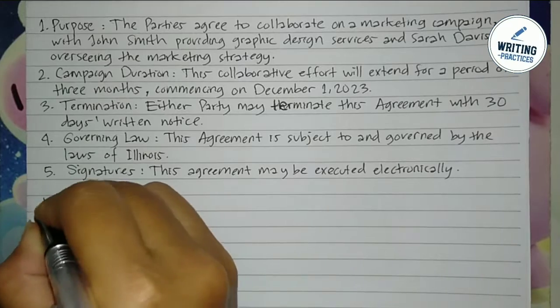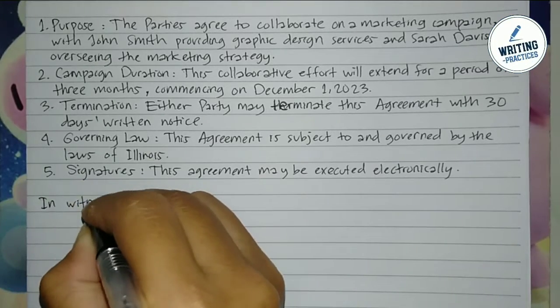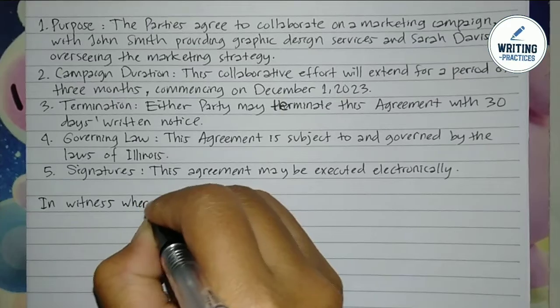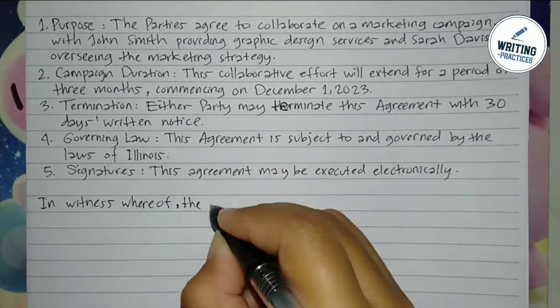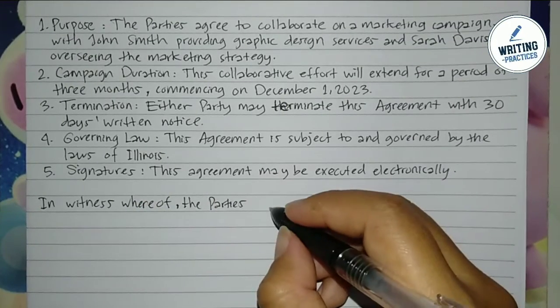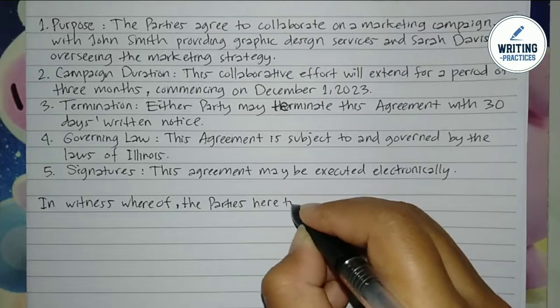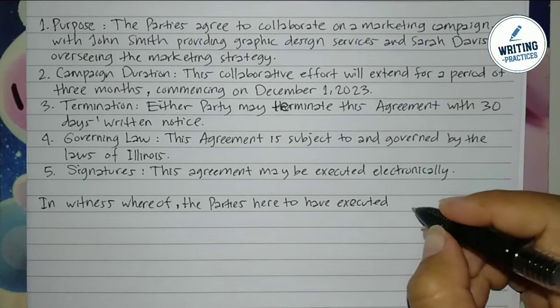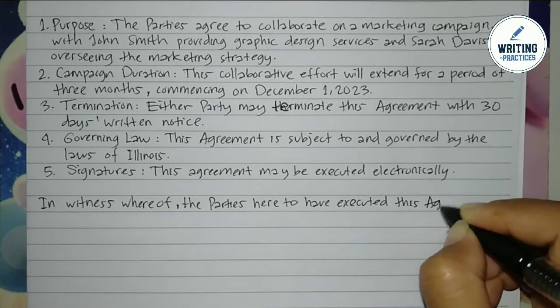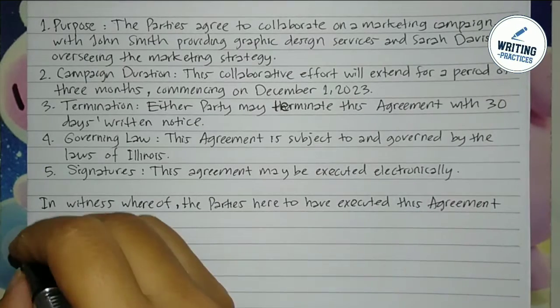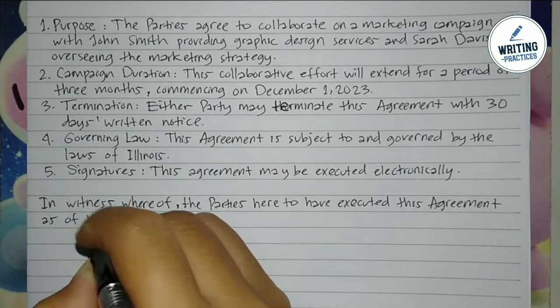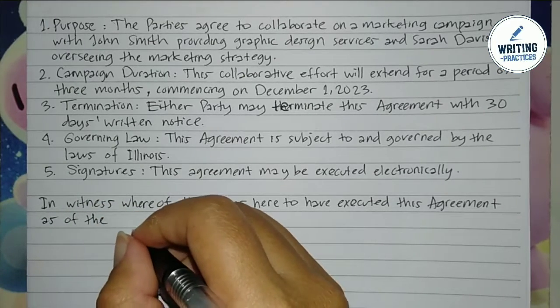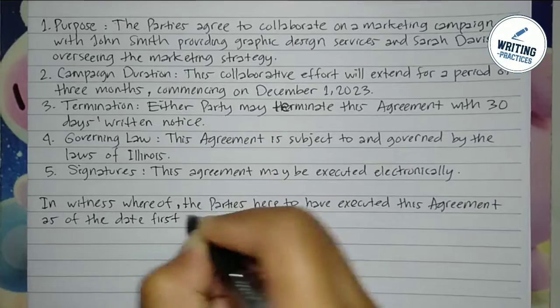For the closing paragraph, you can express your willingness to enter into the agreement, and your expectations for a mutually beneficial partnership. Mention any next steps or actions required. For example, you can simply write something like, in witness whereof, the parties hereto have executed this agreement as of the date first above written.